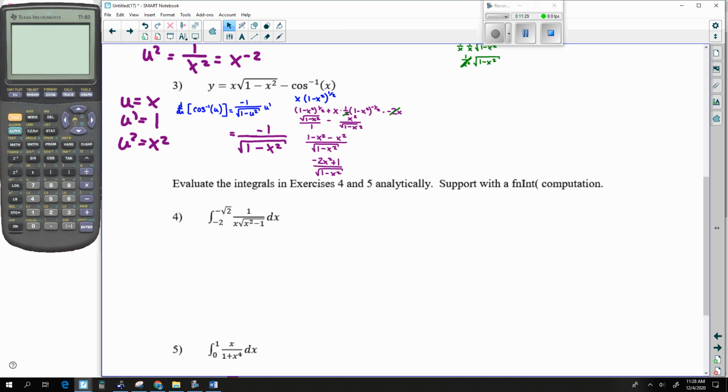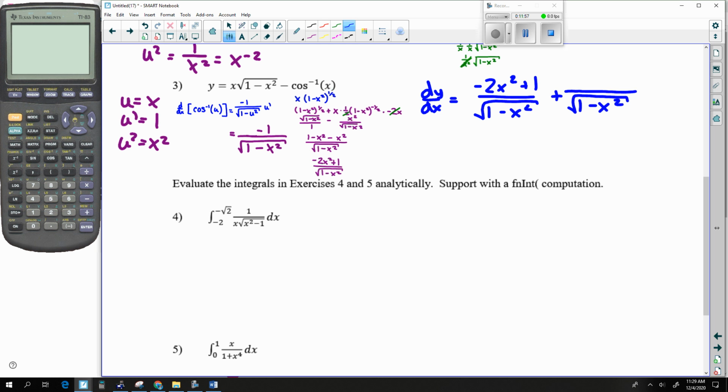Okay, so let's put it all together. The derivative of this thing is going to be equal to negative 2x squared plus 1 all over the square root of 1 minus x squared, minus a negative, so it'll be plus the square root of 1 minus x squared, what do you know, fortuitous, all over 1 because I just subtracted. And so, I see what's going to happen here. So this is 2 minus 2x squared.